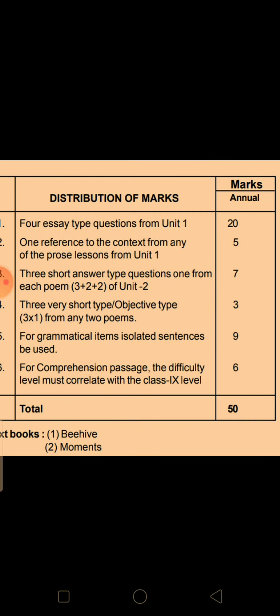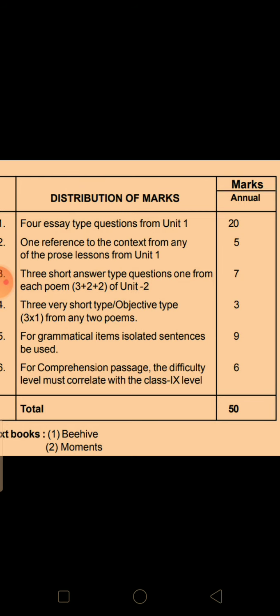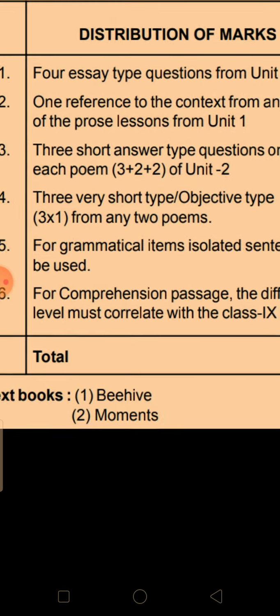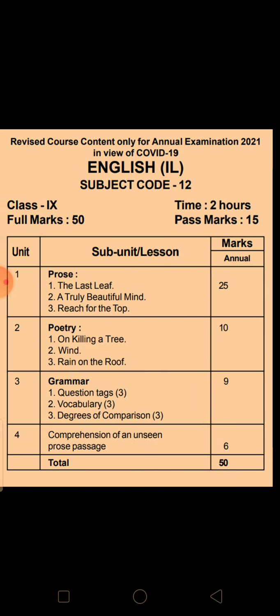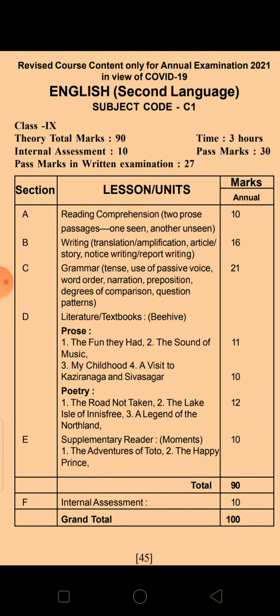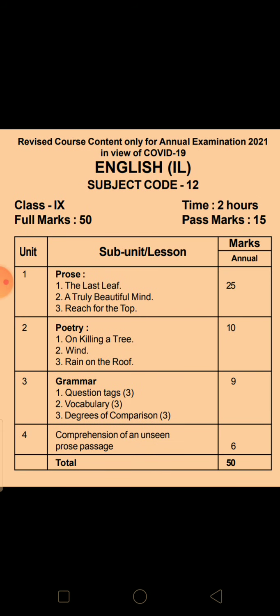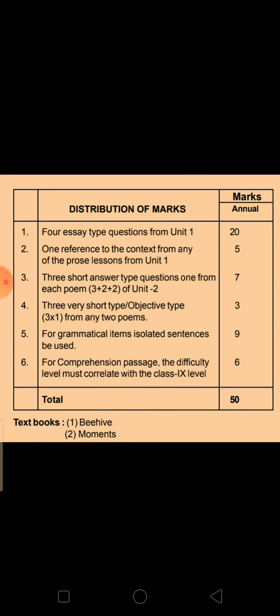And for the comprehension passage, the difficulty level will be correlated, that means adjustable, with your class 9 level knowledge of English. And the textbooks would be Beehive and Moments. So please take screenshots of this for class 9. This is one screenshot you need to take, and this is the next screenshot you need to take, and you would need to look at the breakup of the marks and how it is asked.